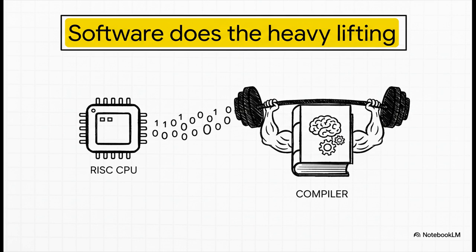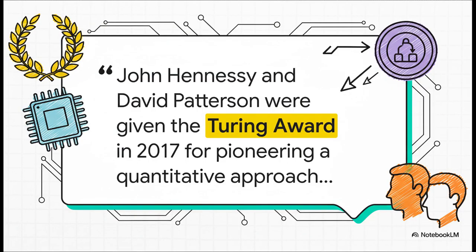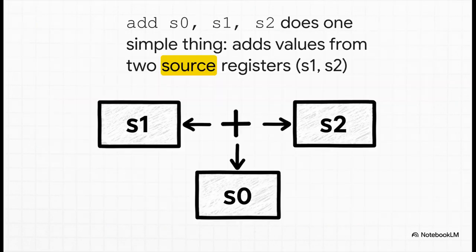All the complicated stuff could then be handled by the software, specifically the compiler, which is the program that translates our human-readable code into this new, much simpler machine language. And this wasn't just some random ideas someone cooked up. We're talking about a genuine breakthrough from computer science pioneers like John Hennessy and David Patterson. Their work was so foundational, so important, that it earned them the Turing Award, which is basically the Nobel Prize of computing.